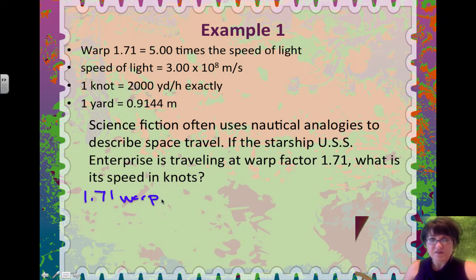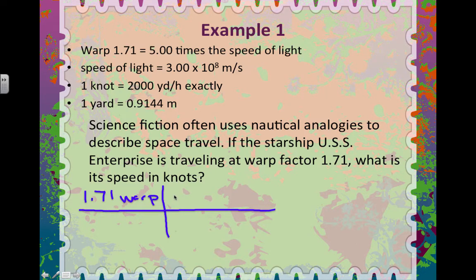And then my easiest thing to do is to change that to meters per second, right? So let's go from warp to meters per second by using the information given. Warp is 5 times the speed of light. So 5 times 3 times 10 to the 8th meters per second makes how many warp? 1.71 warp. Well, that's going to make my math easier because 1.71 cancels, and then this unit warp cancels, and now I'm left with meters per second for my units.